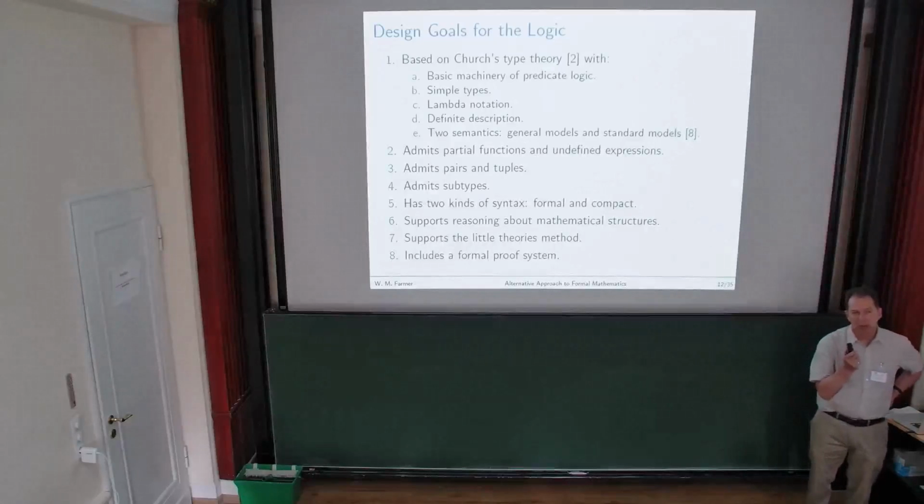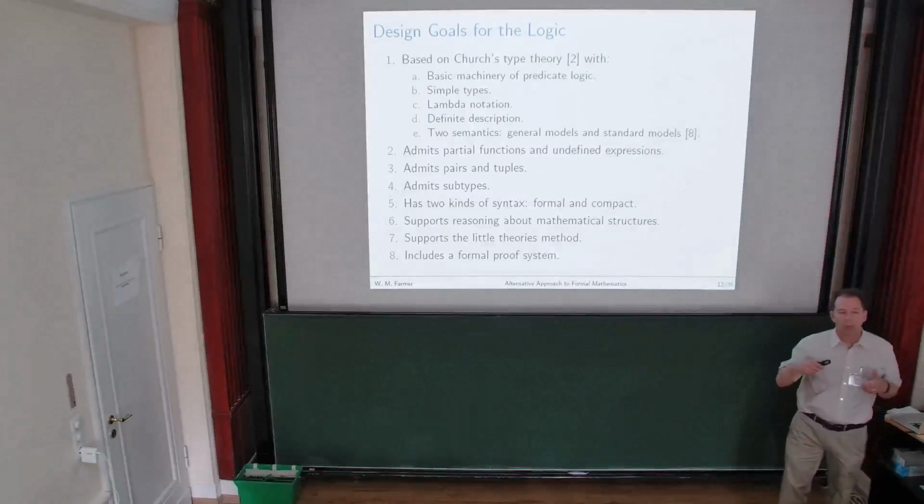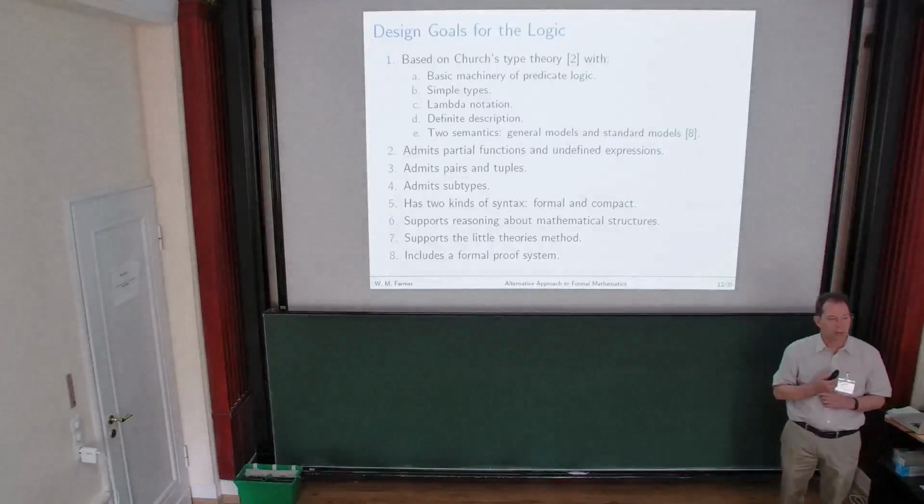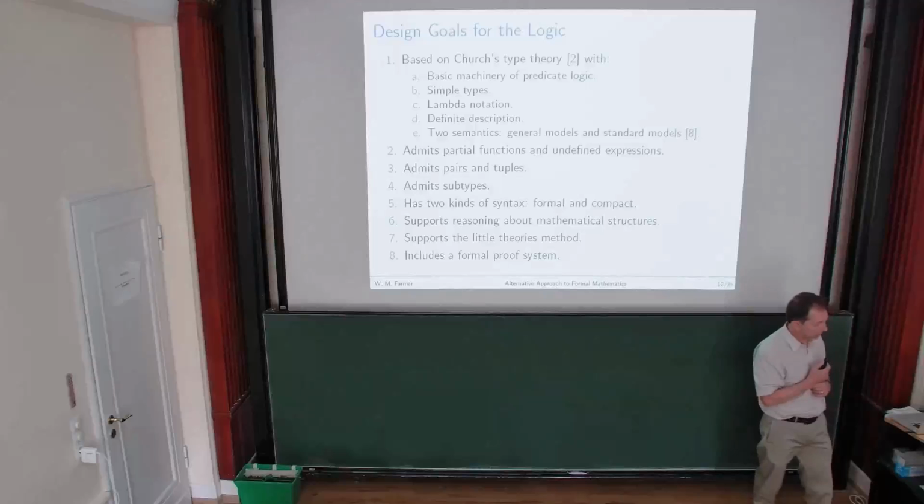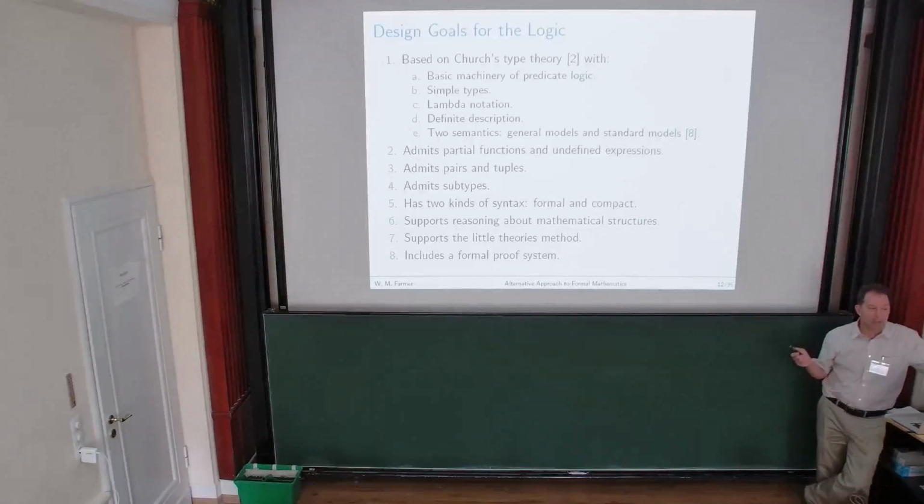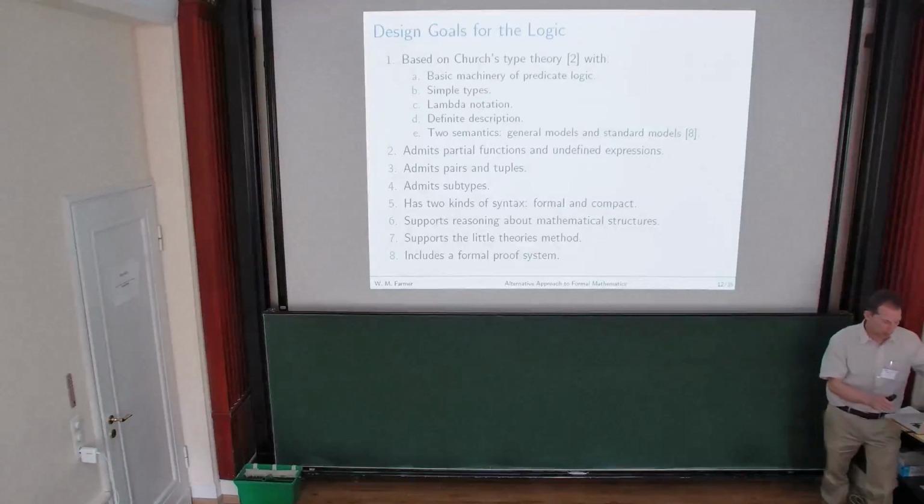And an important thing that logic needs to do is be able to support reasoning about mathematical structures. Some people would argue that mathematics is nothing more than the discovery and analysis, the studying of mathematical structures. So it should support the little theories method, and finally, of course, it should have a formal proof system. A formal proof system is almost essential, even if you're not using it for formal proofs.